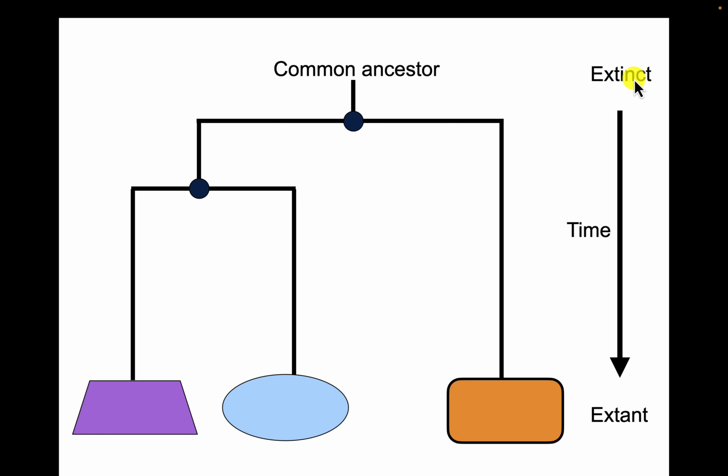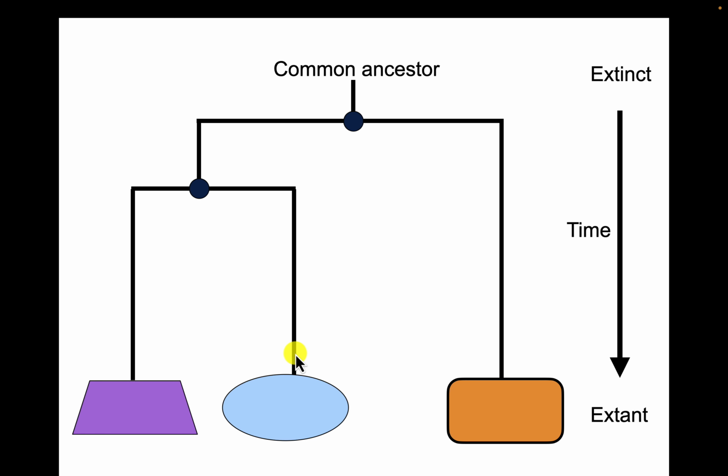no longer exist. And when we talk about evolutionary relationships, what we're talking about is how recent or how distant in time two extant species share a common ancestor. So, for example, the species that is represented by this shape and this species that's represented by this shape share a common ancestor right here. And that's more recent in time. So time is the length of these bars here.